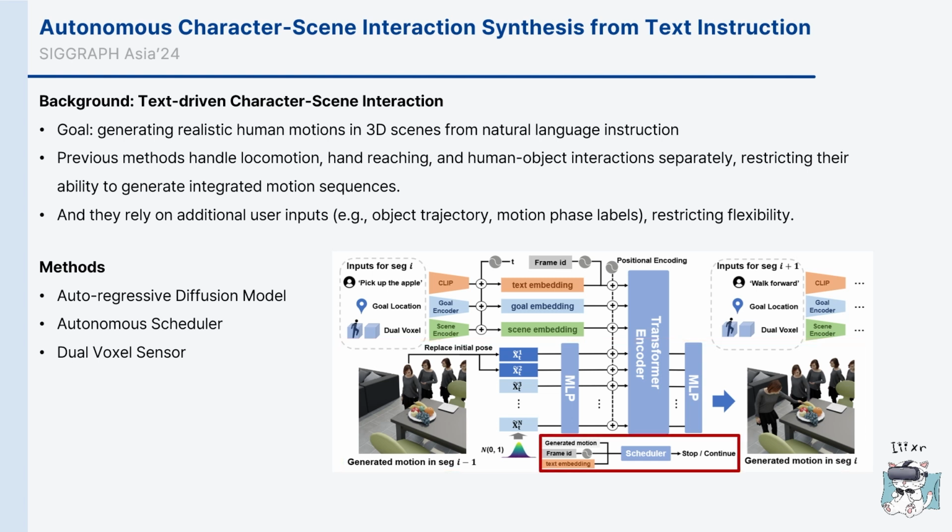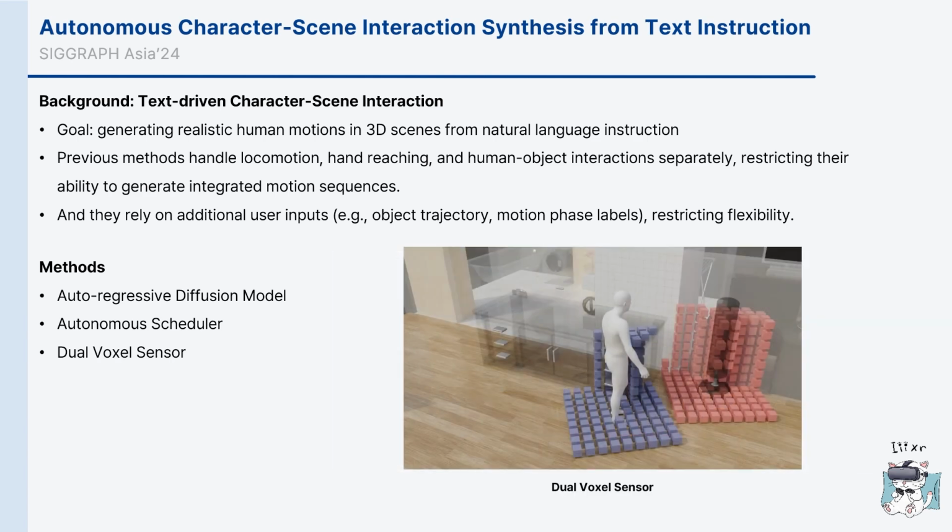Second, there's an autonomous scheduler that automatically decides when to transition from one stage of motion to the next stage. So it knows exactly when to switch from, for example, working to picking up an object. Finally, the dual voxel sensor provides local 3D occupancy information both at the character's current position and its target position, helping the model avoid collisions and interact plausibly with scene objects.